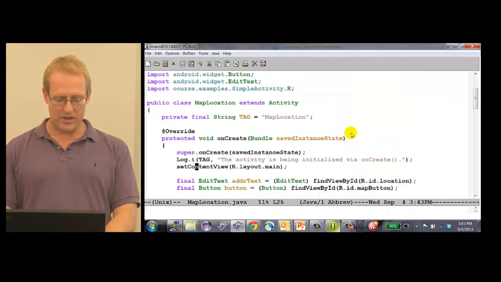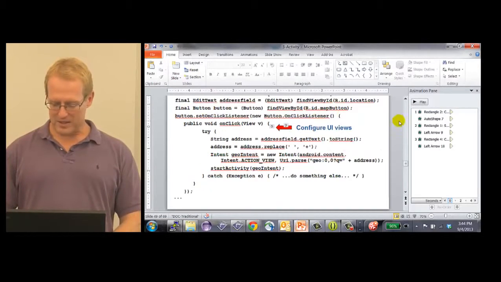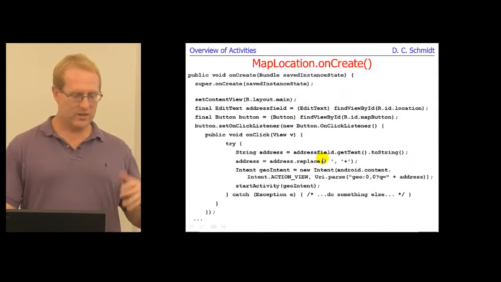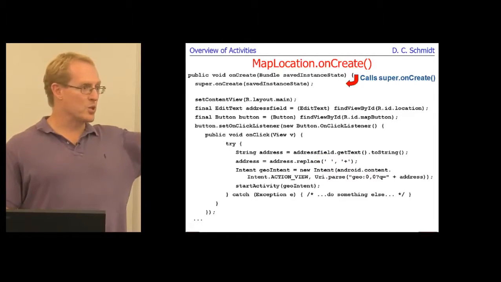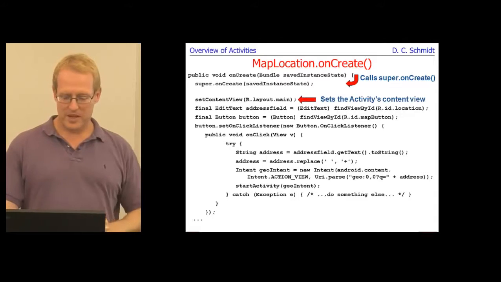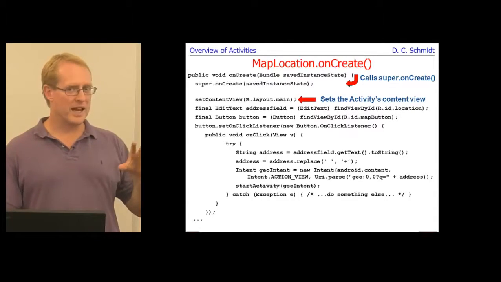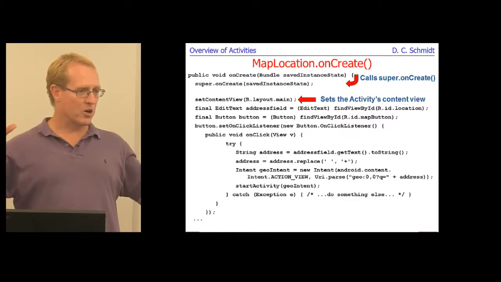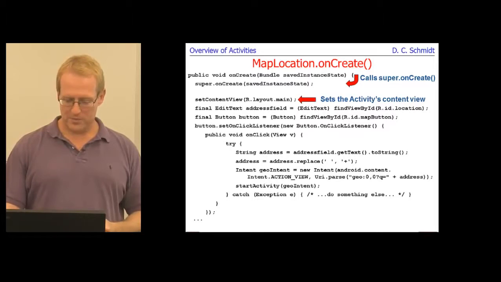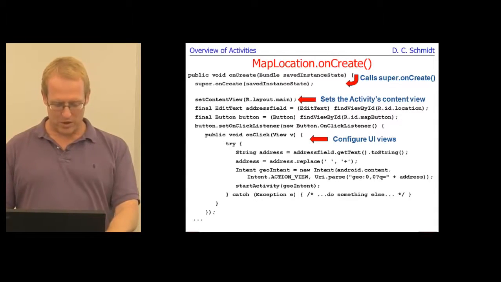So here's the onCreate hook. We'll talk more about this in a second. I guess I should go back to the slides for just a sec. So this is basically that code. First thing we do is we call up to our superclass and say, hey, create me, please. And then we set the activity's content view. We'll talk more about that on Monday, how that all works. But we're essentially saying, here's how I want the layout to occur on the screen of the phone. And then we set up a bunch of things that configure the way the user interface is going to work.